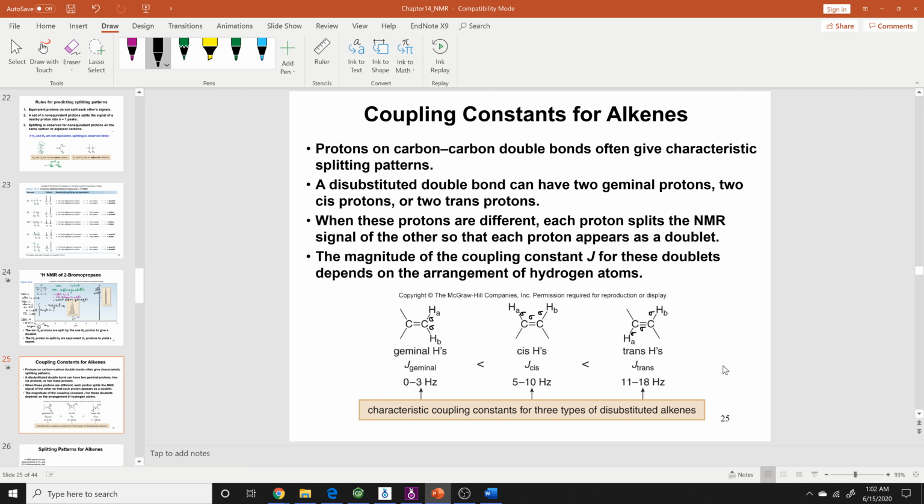We're going to arrange these protons by different names. When they are connected to the same carbon, we call them geminal. These two hydrogens here are cis hydrogens, and these are trans hydrogens. The coupling constant between the two trans hydrogens is the largest compared to the coupling constant of the cis and the coupling constant of the geminal.